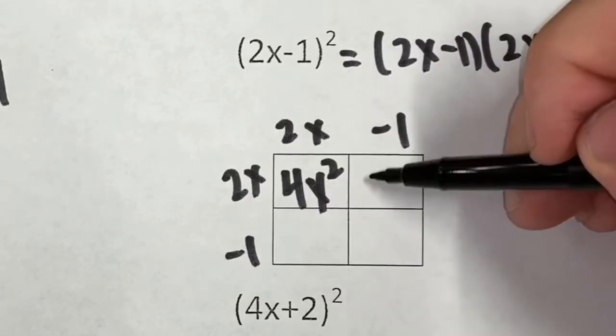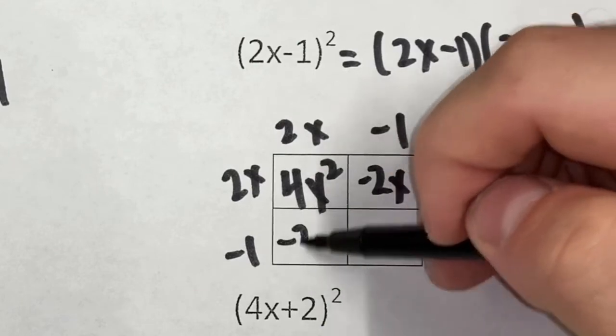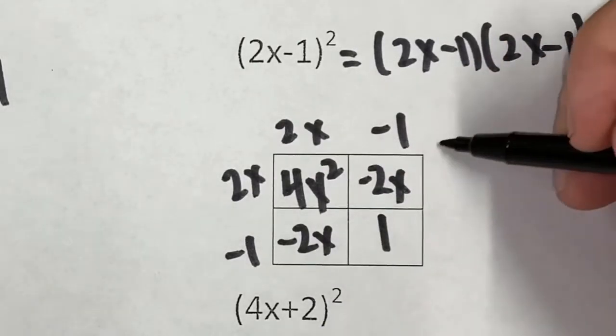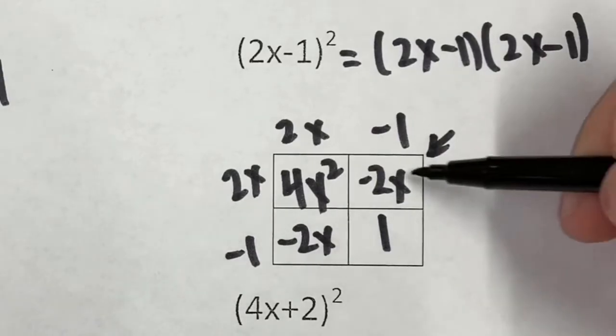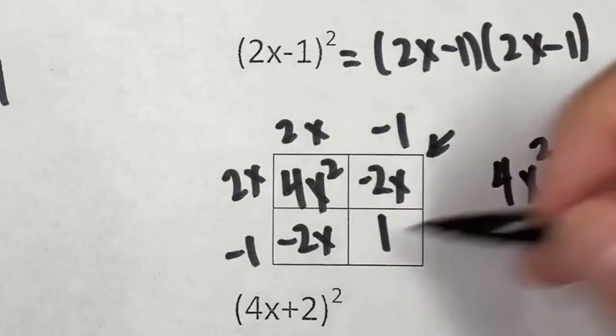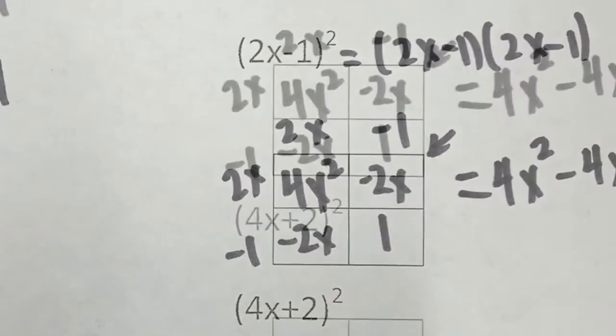2x times negative 1 is negative 2x. Negative 1 times 2x is negative 2x. And negative 1 times negative 1 is positive 1. We would then combine our like terms on the backside diagonal. We get 4x squared. Negative 2x and negative 2x is negative 4x plus 1.